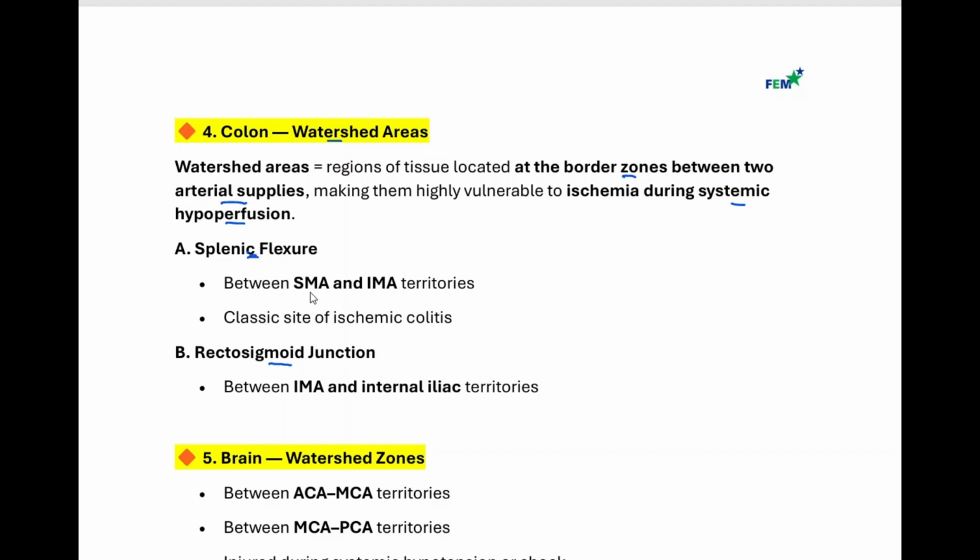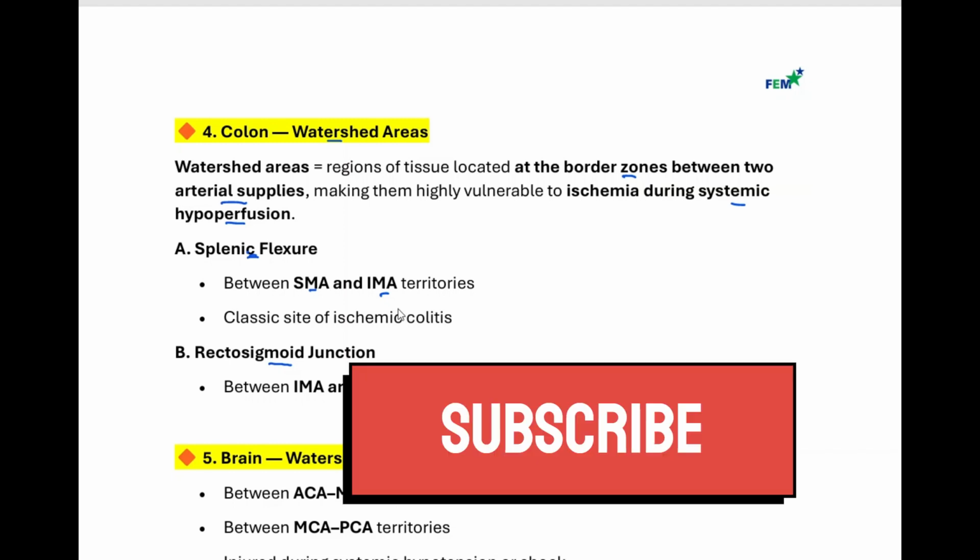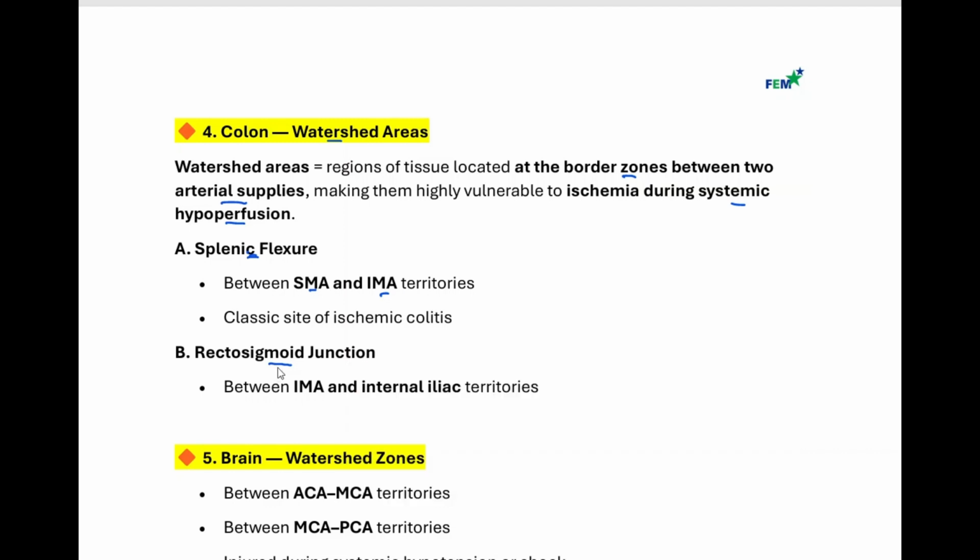At the splenic flexure, there is the last branch of the superior mesenteric artery and the first branch of the inferior mesenteric artery. So that junction between both of them is a watershed area, at the splenic flexure, and that's more prone to ischemia. And that's what we saw in the first question that we did. The other area is the rectosigmoid junction.